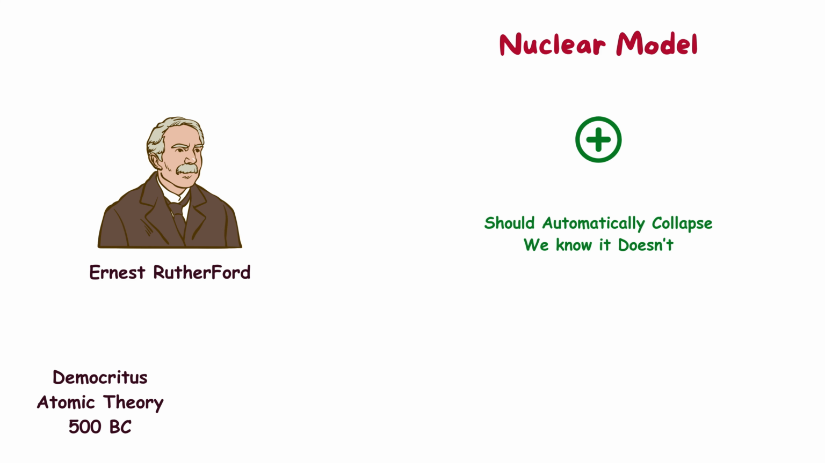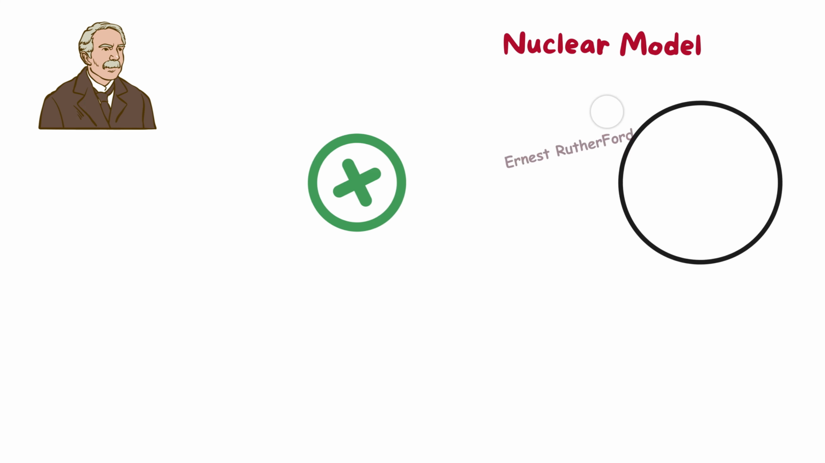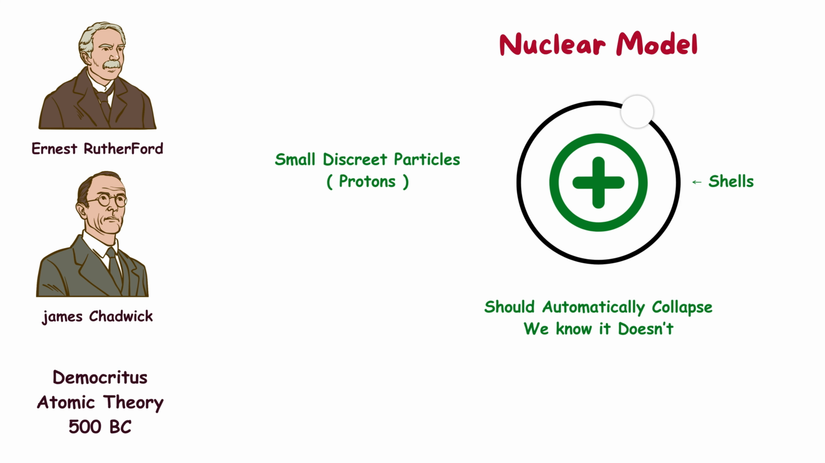It could not explain why the negatively charged electrons didn't just spiral into the positively charged nucleus and collapse the atom. This problem was addressed 4 years later, in 1913, by the Danish physicist Niels Bohr. Bohr suggested that electrons orbit the nucleus in fixed energy levels or shells, similar to how planets orbit the Sun, and that these shells prevented the electrons from losing energy and collapsing into the nucleus. This planetary model of the atom helped resolve the instability issue and laid the foundation for modern atomic theory.